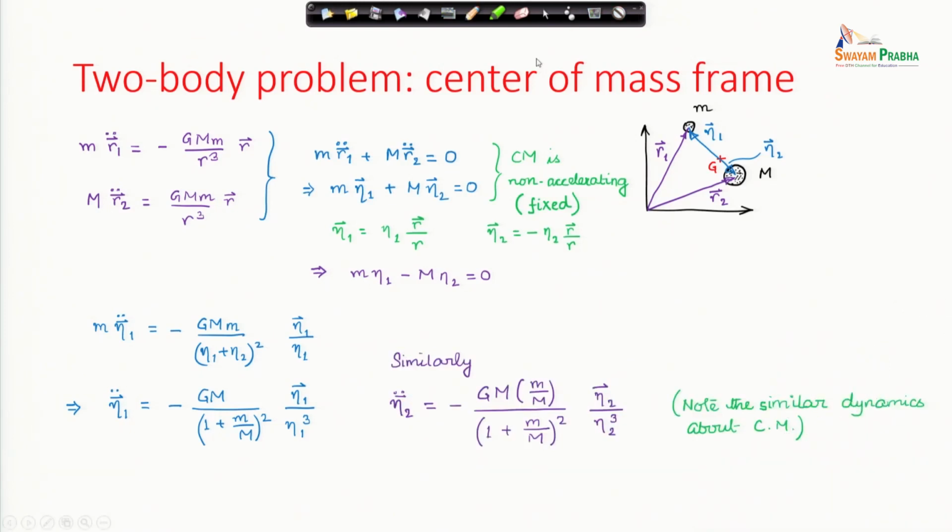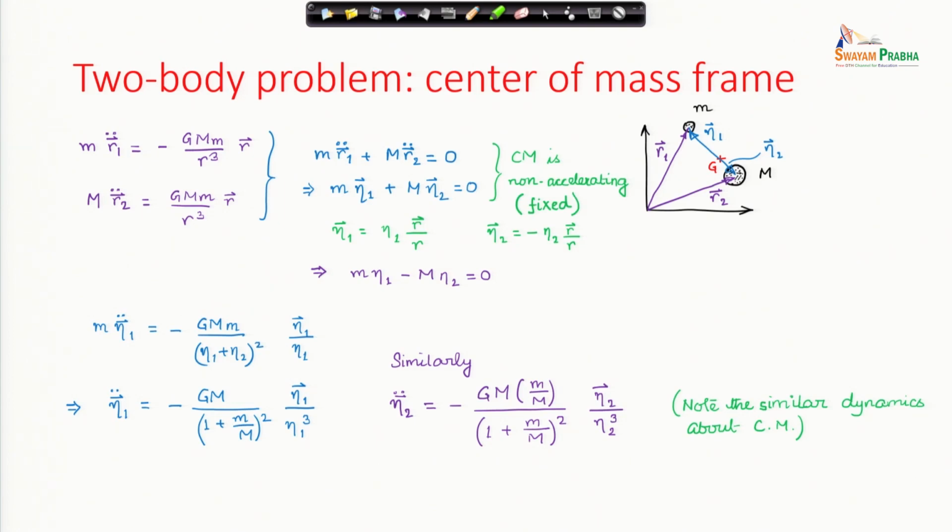In a similar manner, you can simplify the second equation of motion for the capital M mass. Eta 2 double dot is minus g m, and this is small m by capital M divided by 1 plus small m by capital M whole square, and eta 2 vector by eta 2 magnitude cube. And you should note the similarity in dynamics of the two systems. And here now what we have done is we have been able to represent the individual mass dynamics of these 2 point masses absolutely independent of one another.